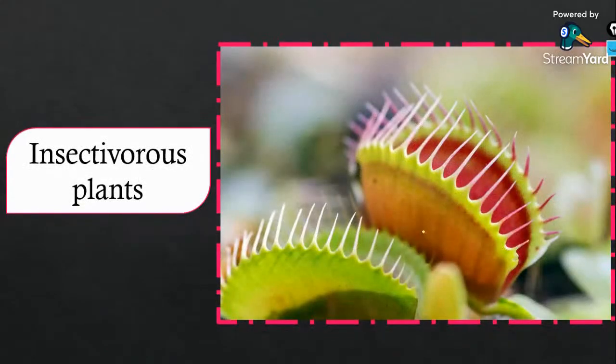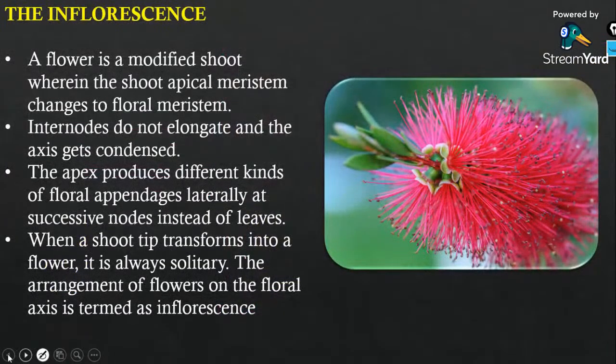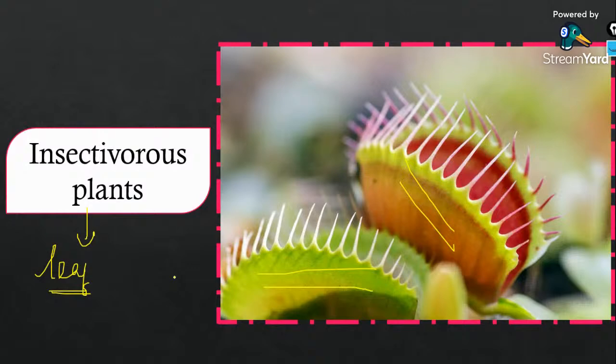Okay, insectivorous plants. Guys, these all are leaf modifications. The picture of Nepenthes is a leaf modification. Done? Up to here, is it clear for everybody?